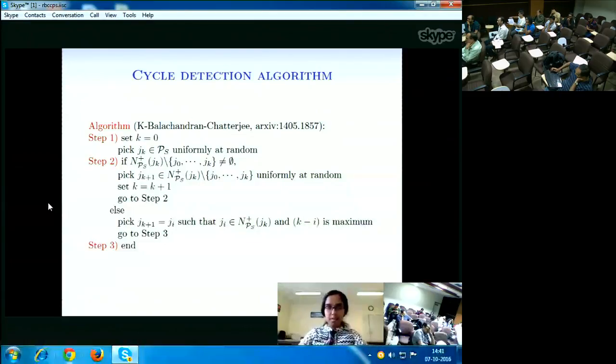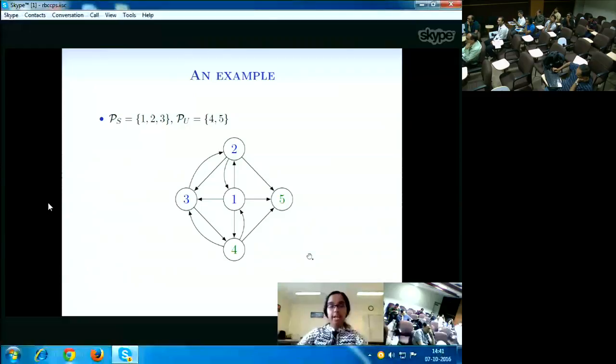So, an example will make this algorithm clearer. Here we have five vertices on this graph. Vertices 1, 2, and 3 correspond to asymptotically stable systems, and vertices 4 and 5 correspond to unstable systems. Now, let's say at the first instant we pick vertex 1. Vertex 1 has two asymptotically stable out neighbors, vertex 2 and vertex 3. Let's say I pick 2. Now, vertex 2 has two asymptotically stable out neighbors, vertex 1 and vertex 3. Now, 1 was already selected, so I can go only to 3. Now, vertex 3 has only one asymptotically stable out neighbor, which is 2.